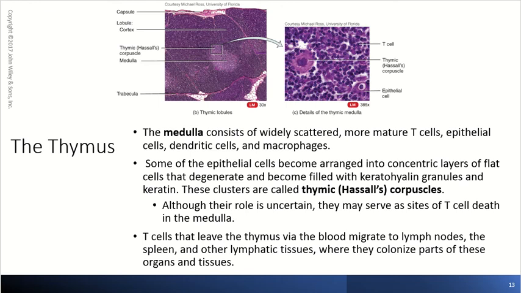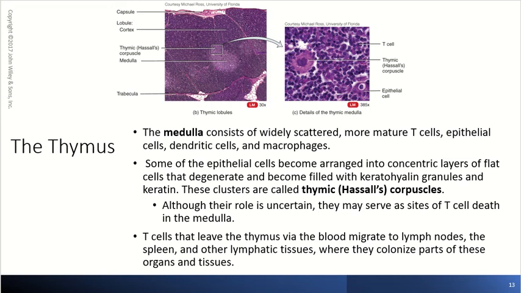So the medulla is going to consist of widely scattered, more mature T cells, as well as epithelial cells, dendritic cells, and macrophages. Some of the epithelial cells are going to become arranged into concentric layers of flat cells that are going to degenerate and become filled with keratohyalin granules, as well as some keratin. These clusters are called thymic corpuscles, or Hassall's corpuscles. Although their role is not entirely certain, it's thought that they might serve as a site of T cell death in the medulla.